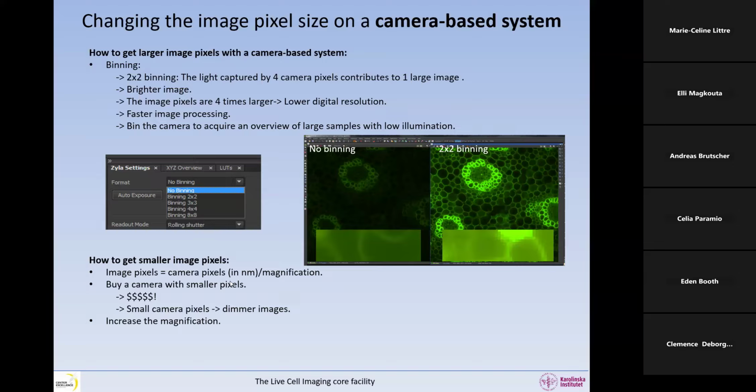But what we can do is increase the magnification. Clearly, when we increase the magnification, we could change the objective, but we can also add extra magnification. When you change the objective, it has lots of consequences.